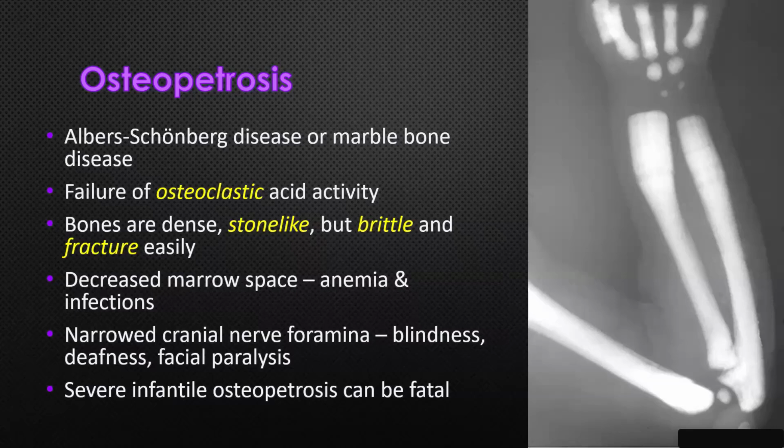It produces white blood cells, like everything that fights infection. And so they're going to have a lot less of that, and they're going to be more prone to infection, anemia. It can narrow cranial nerve formation, could lead to blindness. So again, just like with osteogenesis imperfecta, there's different variations. And if you have the very severe, autosomal recessive one, it can be fatal. That's your severe infantile osteopetrosis.